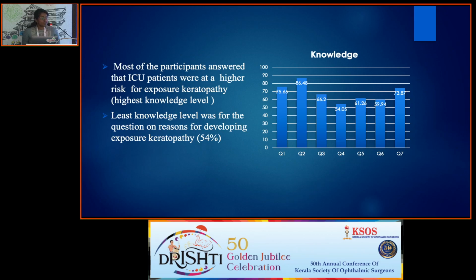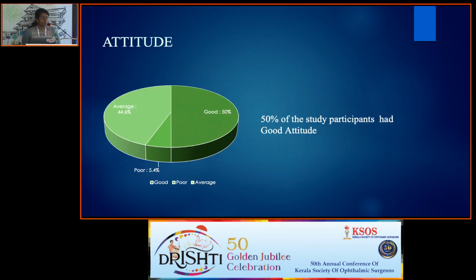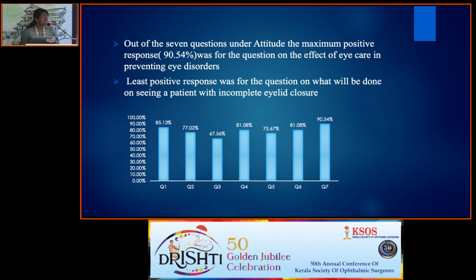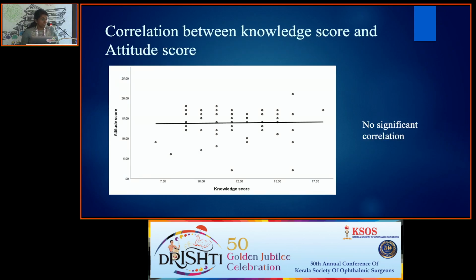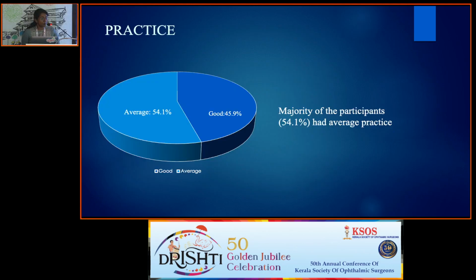Most of the participants answered that ICU patients were at a higher risk for exposure keratopathy. As you can see in the bar diagram, it's 86.48%. The least knowledge level was for the question on reasons for developing exposure keratopathy, which is 54%. 50% of the study participants had good attitude. Out of the 7 questions on attitude, the maximum positive response was for the question on the effect of eye care in preventing eye disorders, which is about 90%. The least positive response was for the question on what to do on seeing a patient with incomplete eyelid closure. There was no significant correlation between the knowledge and attitude score.